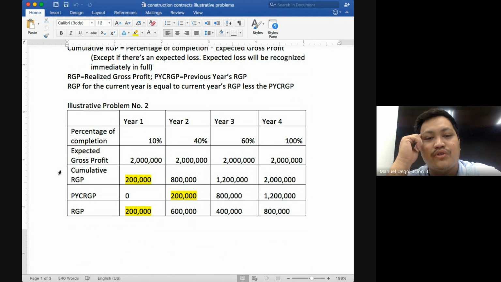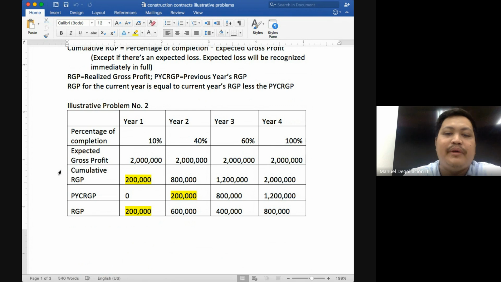What are you supposed to deduct? Deduct all RGPs, class, from the previous years. So if you will use the RGP last year, also deduct the RGP of year 1. Okay? But to make it simpler, just deduct the cumulative RGP last year. How much is the cumulative RGP last year?